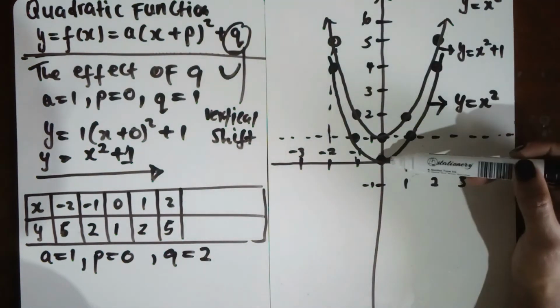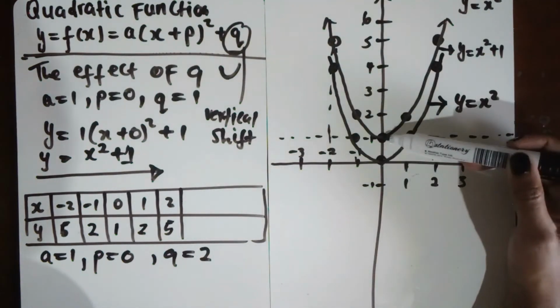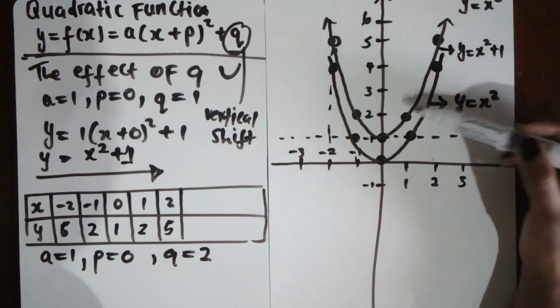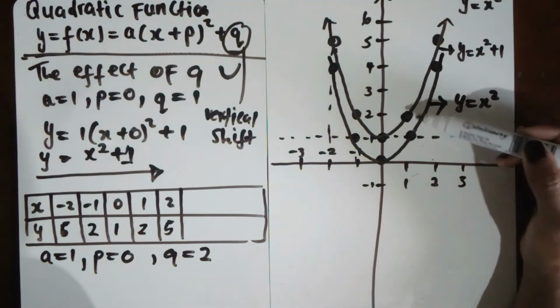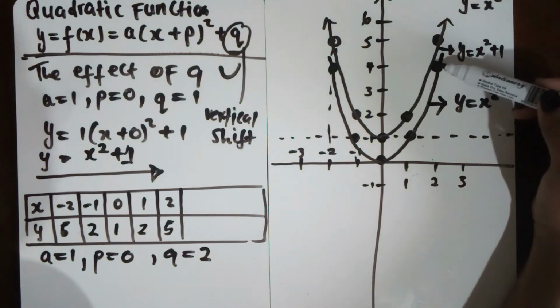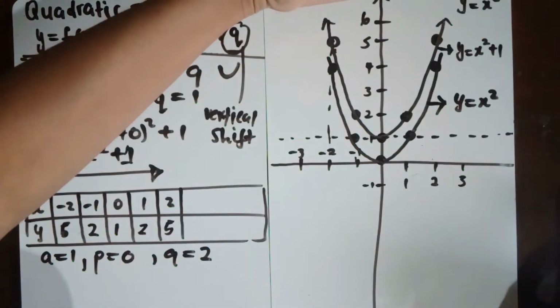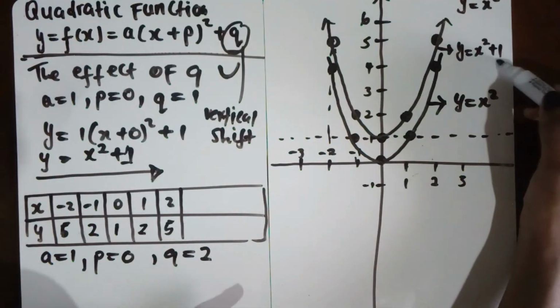So here the y coordinate was 0, here it's 1. Here the y coordinate was 1, here it's 2, right? Just a matter that I didn't draw this according to scale. Here the value of the y coordinate was 4, here it's 5. So everything has shifted by 1. So that is the effect of Q there.